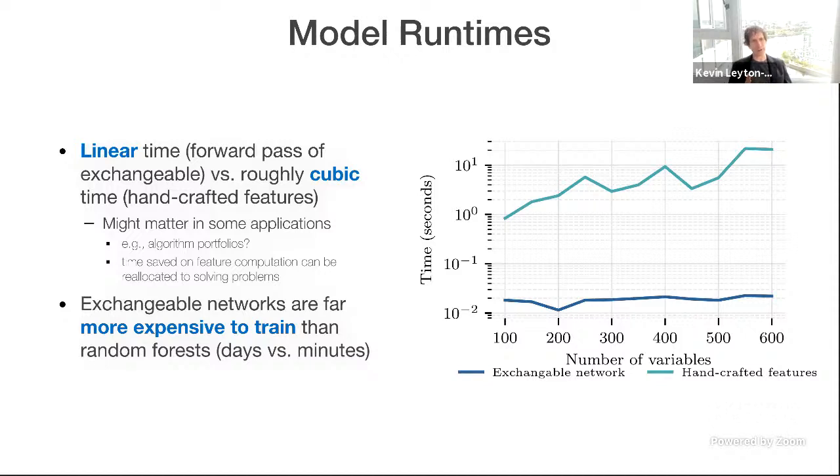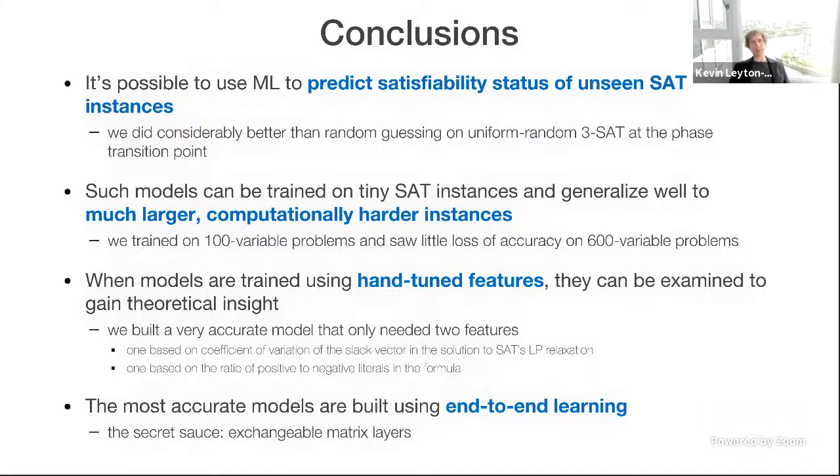These exchangeable networks, you saw how they work. They're just kind of linear algebra running forward. It's all linear time. So they're really cheap, and they didn't take appreciably longer time as we got bigger and bigger. So this could matter in some applications to be able to build models that are dramatically cheaper to evaluate at runtime. Although I don't want to sweep it under the rug, they're also dramatically more expensive to train offline. So they took kind of days rather than minutes to train offline. So let me leave it there.